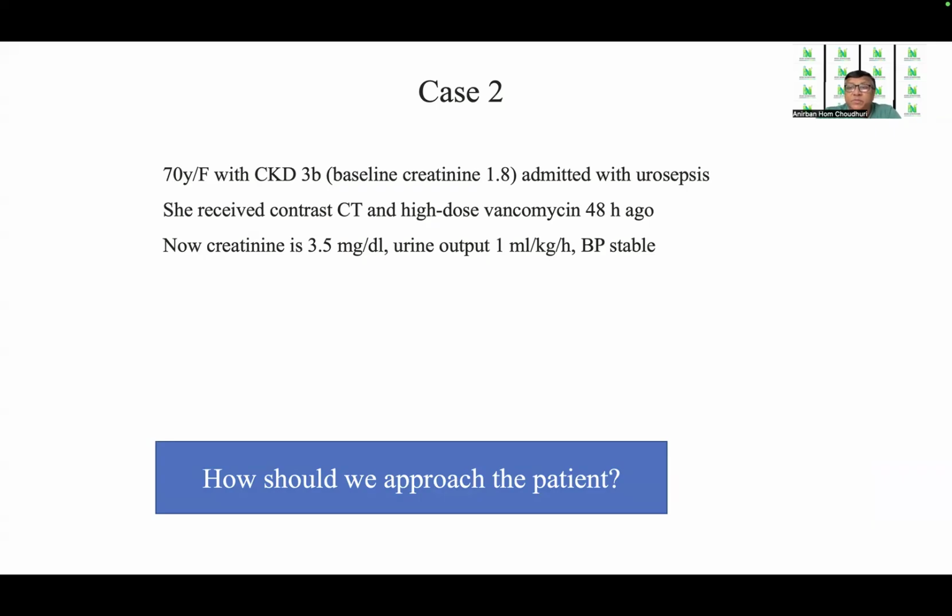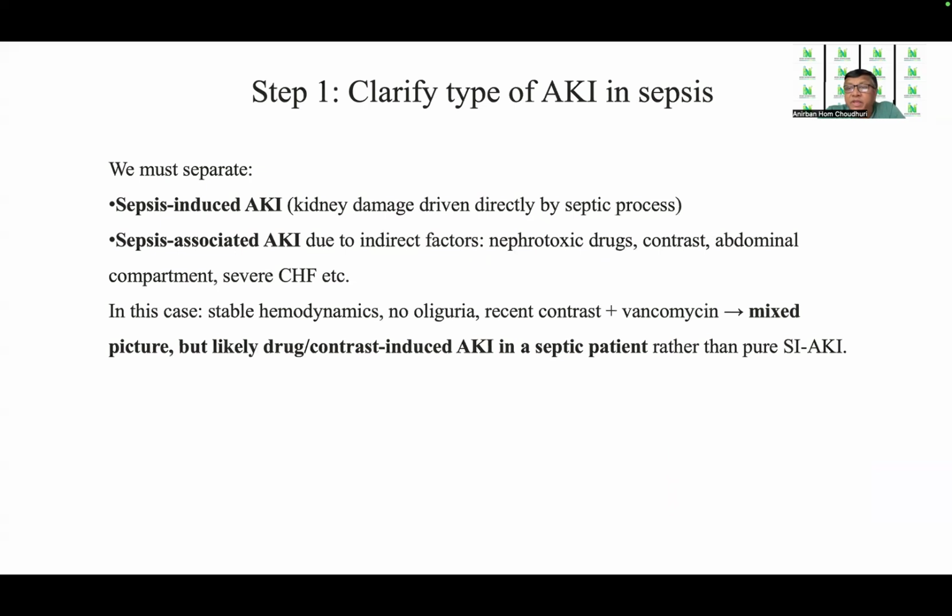Now, both patients are in sepsis. This is a case of urosepsis, that was systemic sepsis following pneumonia. So again, clarify the type of AKI in sepsis. That is the first step. We have to separate sepsis-induced AKI, where the kidney damage is driven directly by the septic process, from sepsis-associated AKI, where it is due to indirect factors like nephrotoxic drugs, contrast, abdominal compartment syndrome, severe congestive heart failure, etc. They will also damage the kidney, but indirectly. So that is why the difference between sepsis-associated AKI and sepsis-induced AKI becomes so crucial.